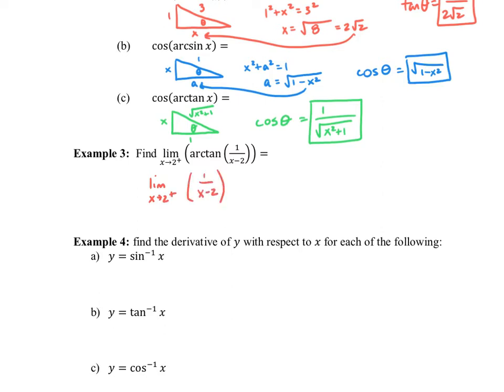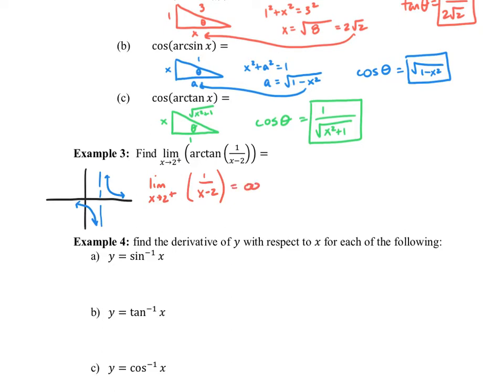Now you could think of the graph of this function if you'd like. That's helpful. It has a vertical asymptote at 2, and it looks something like this. And we're analyzing the graph as we approach 2 from the right, which is going to give us a very large value. So this is going to be equal to infinity.